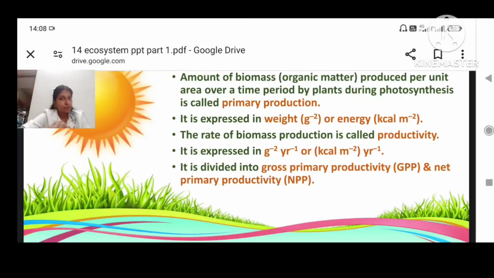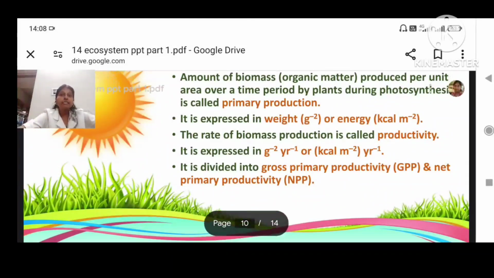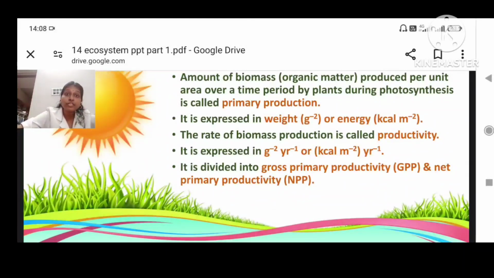Then what is happening to the rest of the energy? The plant is utilizing it themselves for carrying out various purposes, and for that, how are they getting energy? They are getting it out of respiration. So respiratory losses will be there. After reducing the respiratory loss, the amount of productivity that the plant has is called net primary productivity.